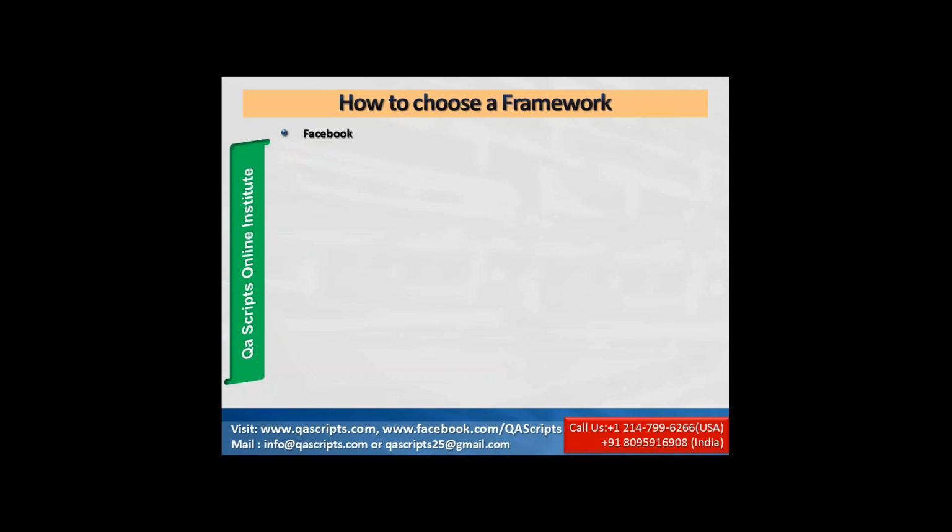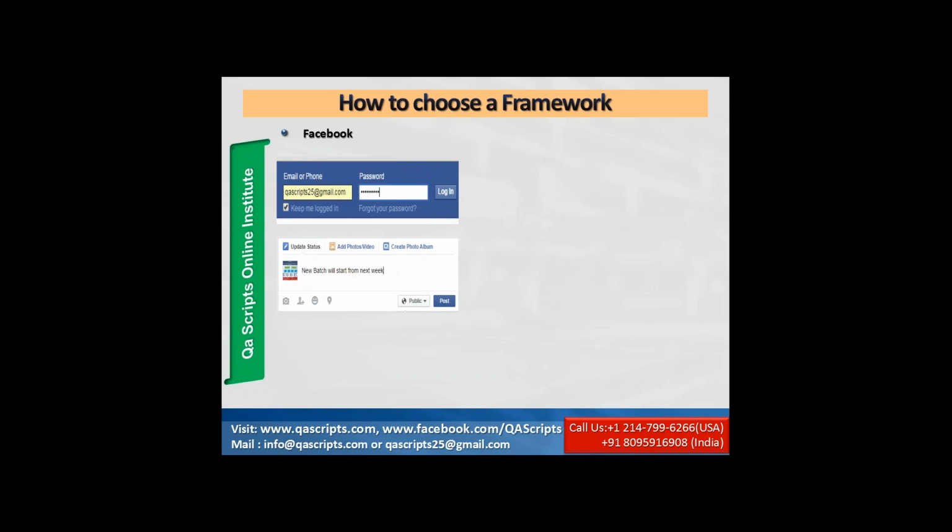These are the scenarios I would like to automate. Think that you have got manual test cases, and the manual test cases talk about the following scenarios. First, I need to launch the application, place the Facebook URL, and after that log in with an email ID. For example, here I would like to log in with qascripts25 at gmail.com. After login, I would like to enter "new batch will start from next week" text in update status and log out.